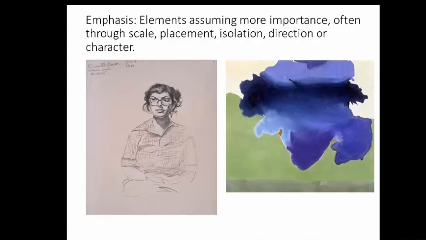On the right, the large blue shape becomes a focal point because of its size and where it's placed in the image. It is the thing that our eye constantly returns to. So when you're thinking about emphasis or point of focus, you want to ask yourself, where does your eye always end up? And that usually is because the artist has intentionally made that the focal point of the image or object.